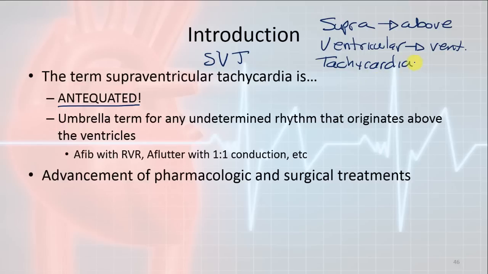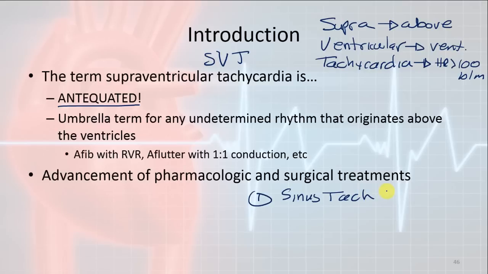What do we mean by tachycardia? Heart rate over 100 beats per minute. So I will tell you right now, what is the most common supraventricular tachycardia? The number one supraventricular tachycardia is sinus tach.